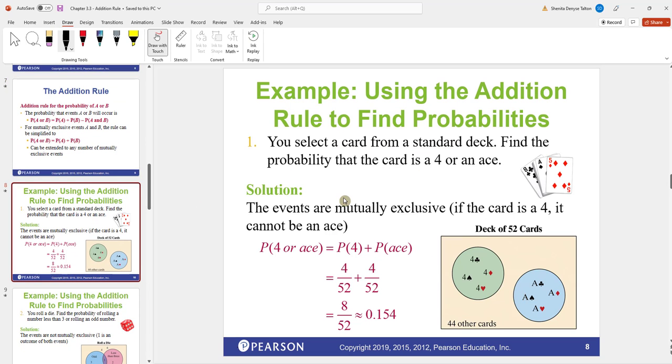So let's look at this first example. You select a card from a standard deck. You're going to find the probability that the card is a 4 or an ace. So you cannot pick an ace and a 4 at the same time. Those are mutually exclusive. So the probability that you get a 4 or an ace will be the probability that you get a 4 plus the probability that you get an ace. You don't have to subtract off an intersection because these do not occur at the same time. So it would be 4 fours in the deck of cards out of 52 and 4 aces out of 52. So it would be 8 out of 52 or 0.154.